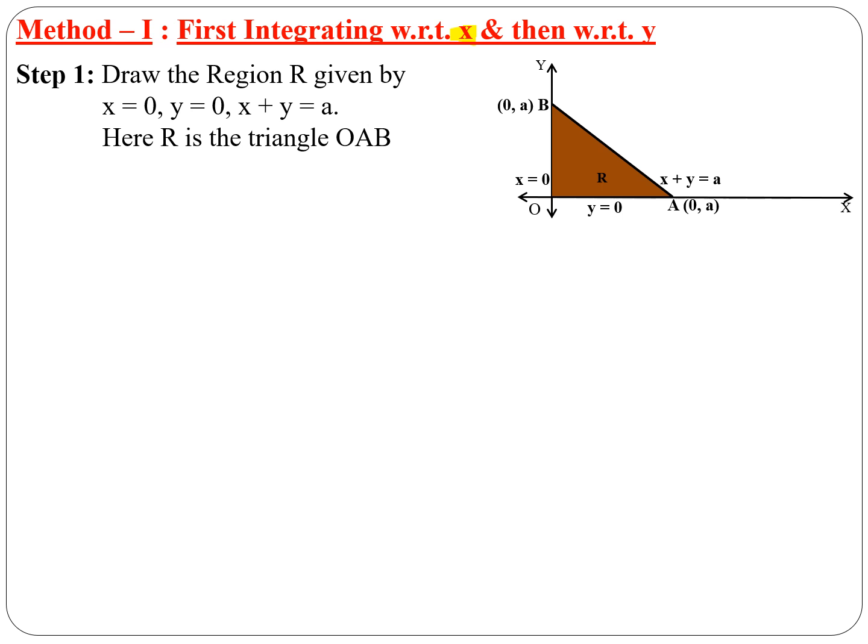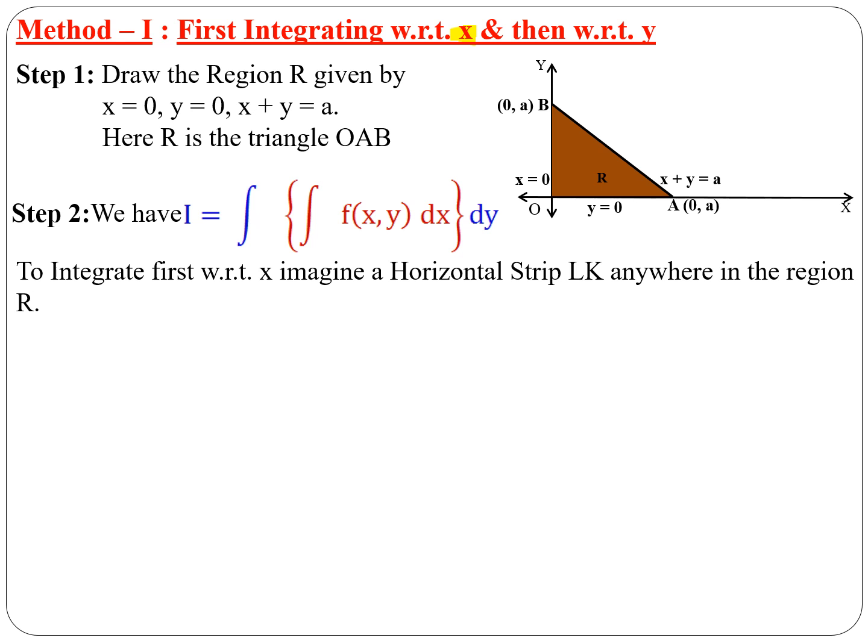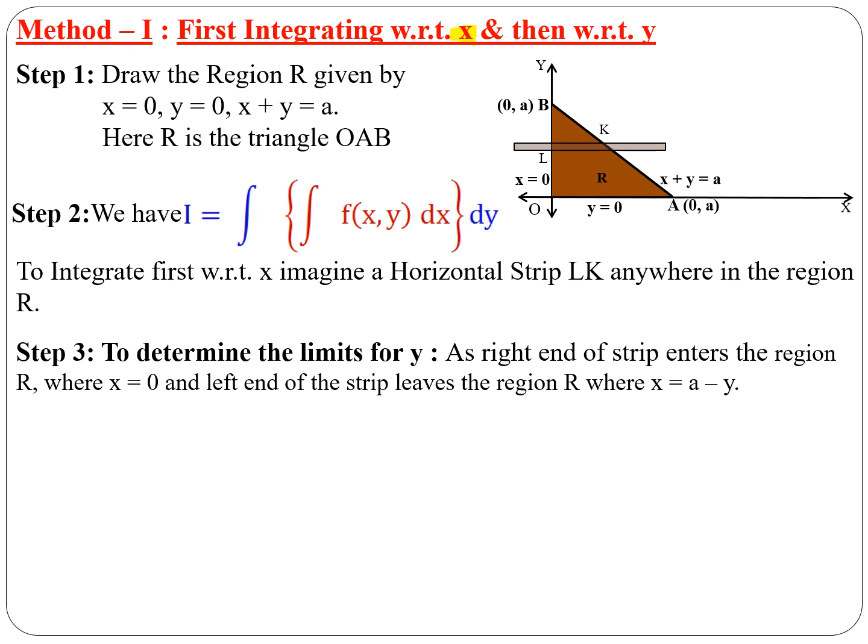Now I want to integrate first with respect to x, so I took dx inside the bracket and dy outside the bracket. So we will draw a horizontal strip instead of a vertical one. That is LK. Now we move it horizontally. We will see the strip enters the region where x is equal to 0 and exits when x is equal to a minus y.